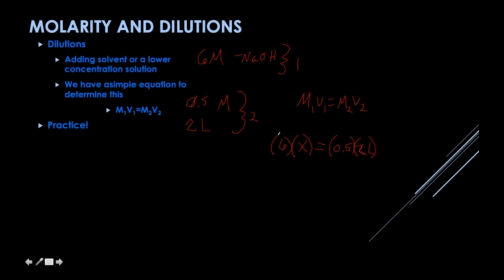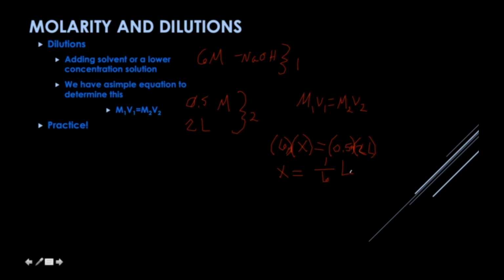And it's very simple. We just solve for x. So 0.5 times 2, which is just 1, divided by 6 is the amount of material that I need. That's the volume I need. So I need 1/6 of a liter. So this would be in molarity, this would be in molarity, and that's in liters. My molarity cancels, and I'm left in liters. So I need 1/6 of a liter.